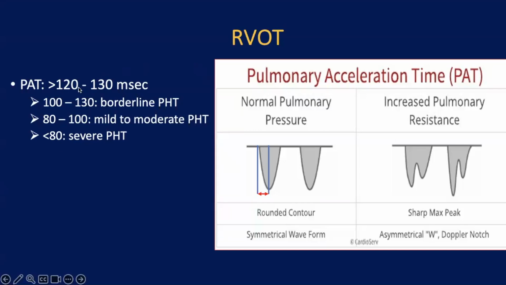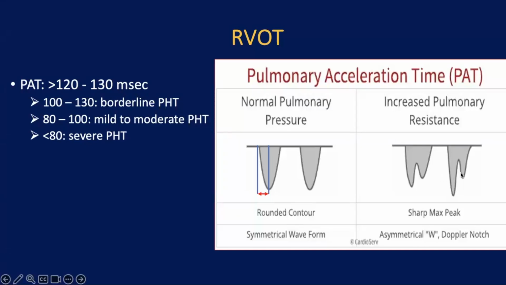So what's the proposed acceleration time? Most of the references will say 120 to 130. This is the cutoff for them. Anything between 100 and 130 is borderline. You cannot say whether this patient has pulmonary hypertension or not. Anything below 100 down to 80 is mild to moderate. Anything below 80 is severe. Anything below 60 is either severe, or you also think about pulmonary embolism if you have the 60/60 sign.